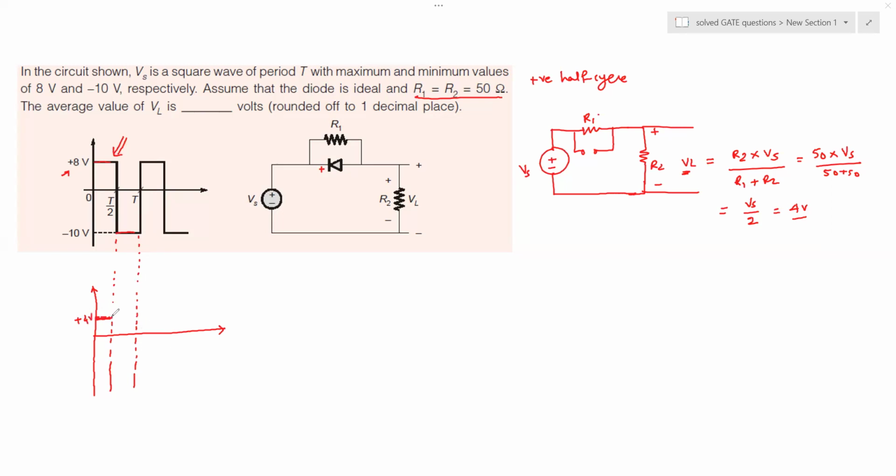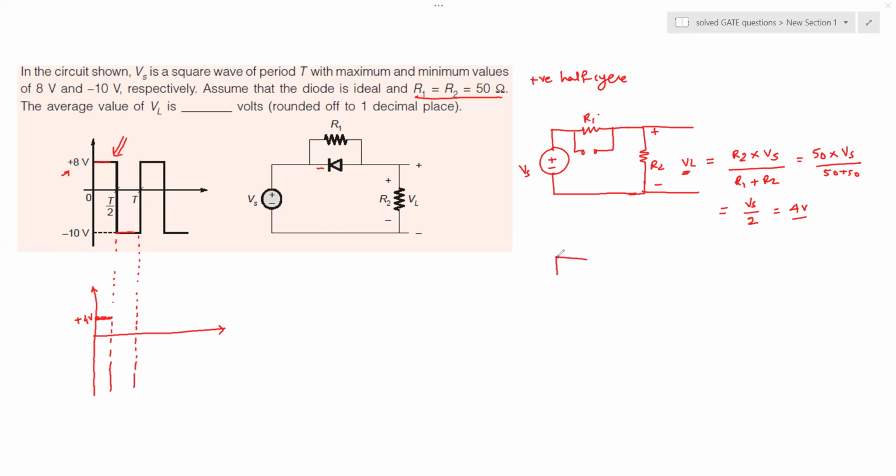Okay. And now let us see what will be the output for the negative half cycle. So for the negative half cycle, we see here, let me use here, you will have the negative coming here, making this diode forward biased.